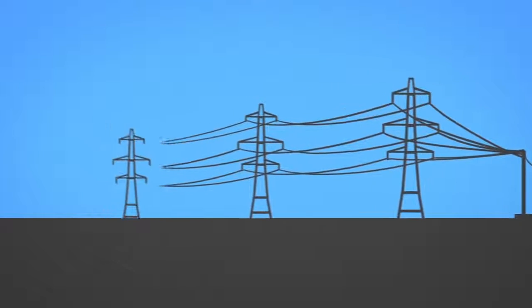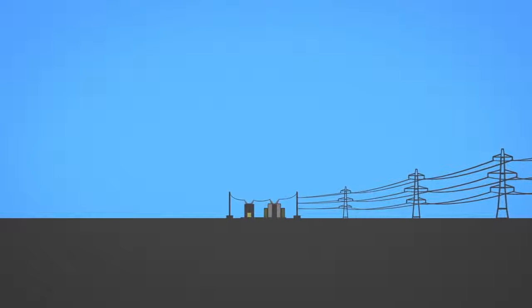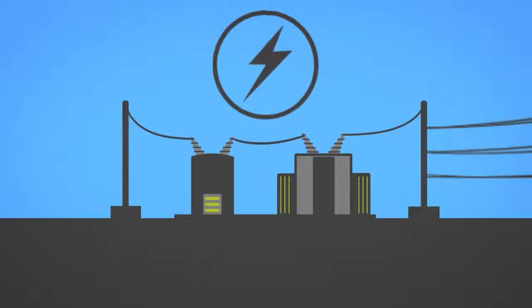The electricity then travels along transmission lines, either overhead or underground. Once it reaches its destination, another substation steps the voltage down to a level suitable for distribution lines that deliver electricity to consumers. The electrical grid provides electricity to various consumers with varying needs.